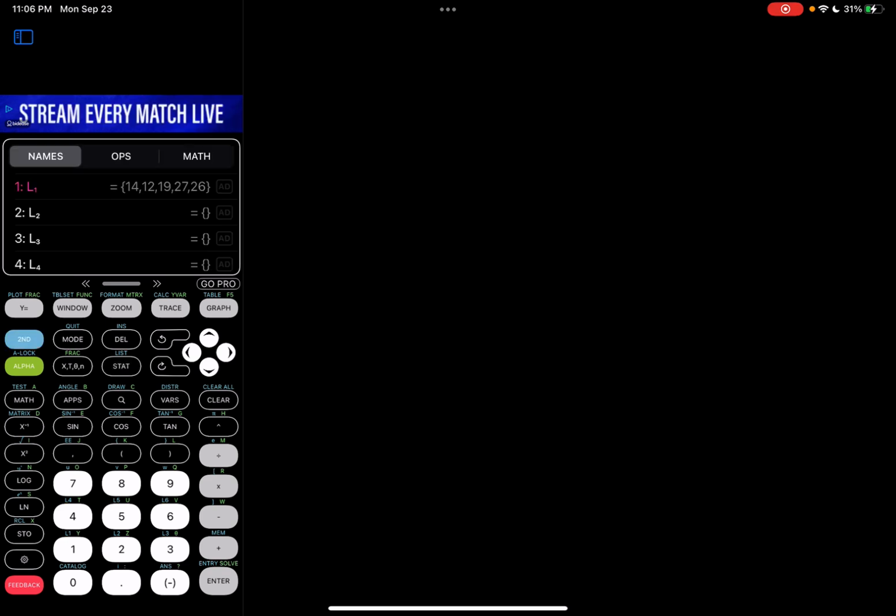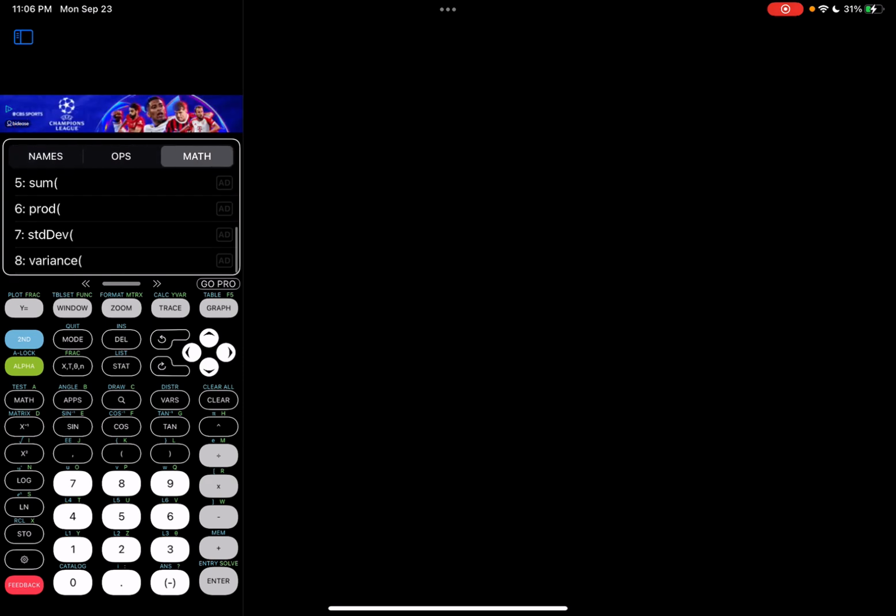So I'm going to go ahead to my calculator and show you how this works. If I follow these steps, I'm going to press second up in my top left corner, and then I'm going to hit list, which is above the stat button. And then I'm going to arrow over to math. And then I want the 7th option where it says STDDEV, so standard deviation.